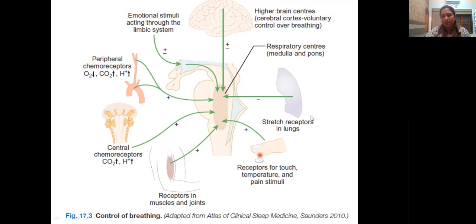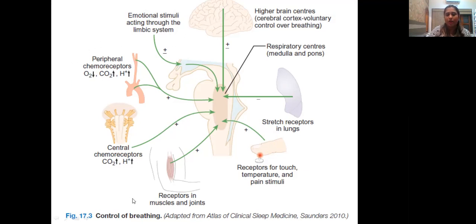Next is the stretch receptors in lungs. This will always have a negative effect, because if the stretch receptors keep on giving a positive feedback to the medulla and pons, then there will be more and more inspiratory drive, more and more respiratory drive, there will be a time when the lungs will just burst. So as a result, these stretch receptors, after reaching the optimum expansion, are going to cause a negative or inhibitory impact on the respiratory center. Receptors for touch, temperature, and pain stimuli are going to cause a stimulatory drive.